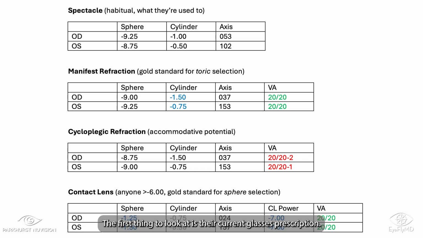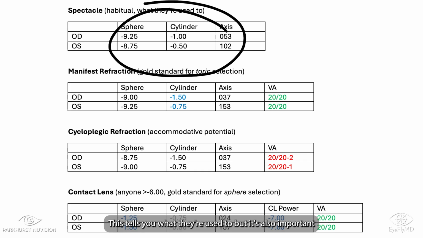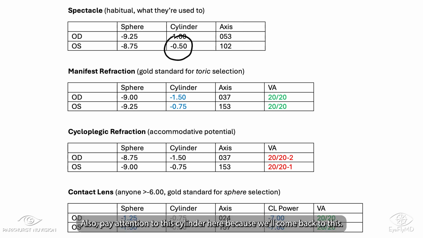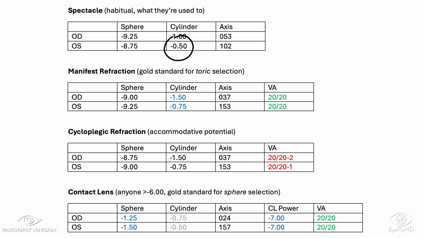The first thing to look at is their current glasses prescription. This tells you what they're used to, but it's also important to know how often they wear these or how old the prescription is. Also, pay attention to this cylinder here because we'll come back to this.